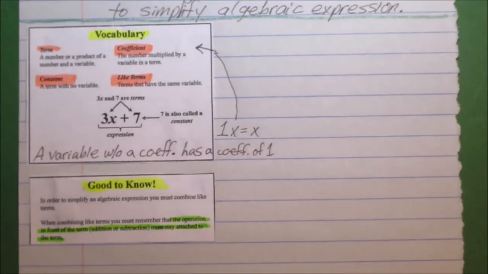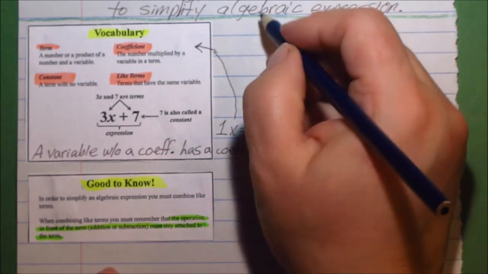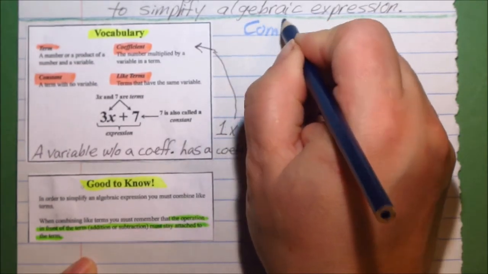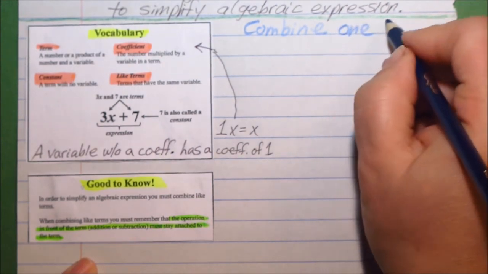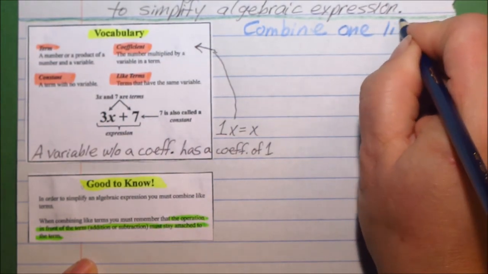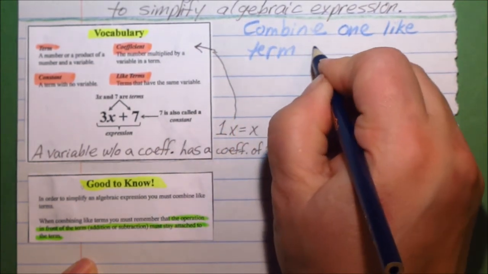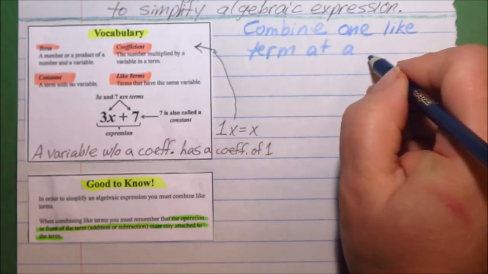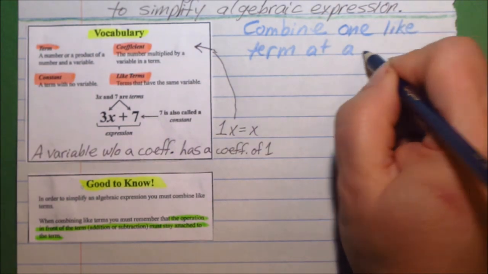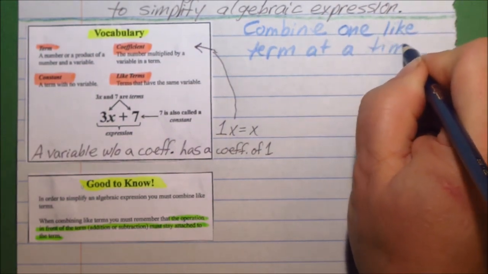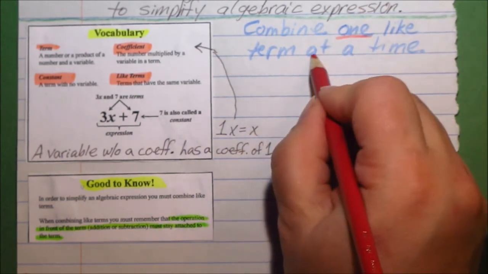All right? Okay, so that's our vocab. Let's start looking at what combining like terms looks like. So combine one like term at a time. It's kind of like when we were doing the PEMDAS, and it was one operation at a time. Same thing now when we're combining like terms. Okay, so we're going to combine one like term at a time.